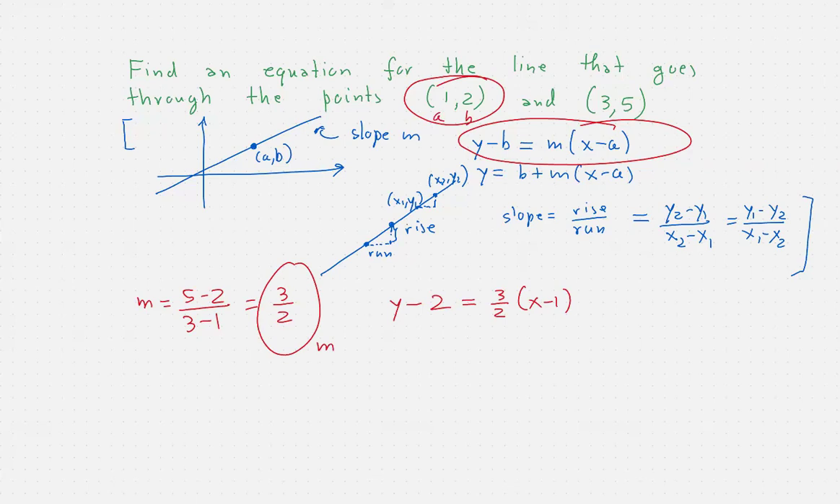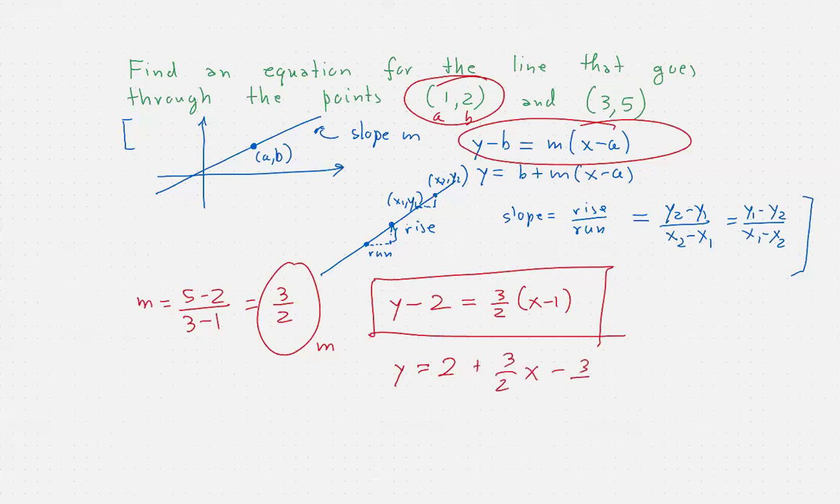One could actually FOIL everything, but it's not really needed. There's no particular reason unless they ask us to do that. However, if we wanted to FOIL things, this would be 3/2 x minus 3/2. So y would be 3/2 x plus 1/2. And that would be the equation of the line. Okay, but as I said, the first one is more than enough.